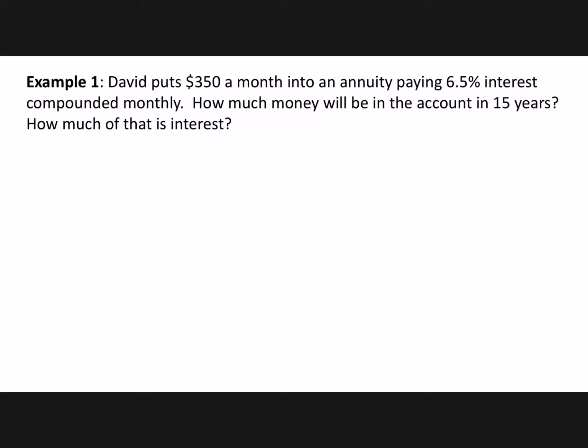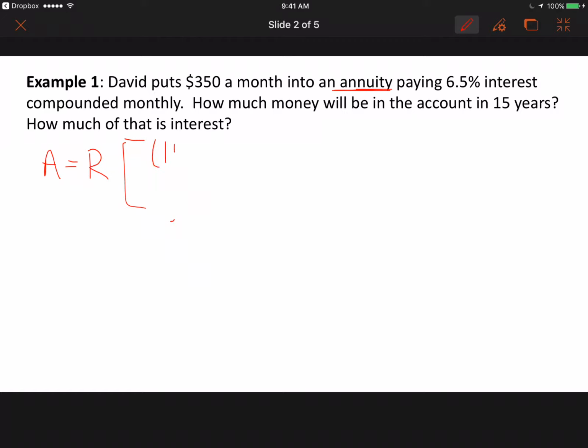David puts $350 a month into an annuity, paying 6.5% interest compounded monthly. How much money will be in the account in 15 years, and how much of that is interest? Okay, so it says that he's using an annuity, so we know that we need to use the annuity formula. You should write that down. A equals R times 1 plus r over m to the mt minus 1, all divided by r over m.